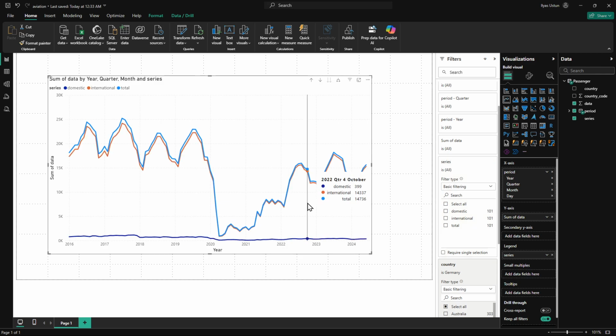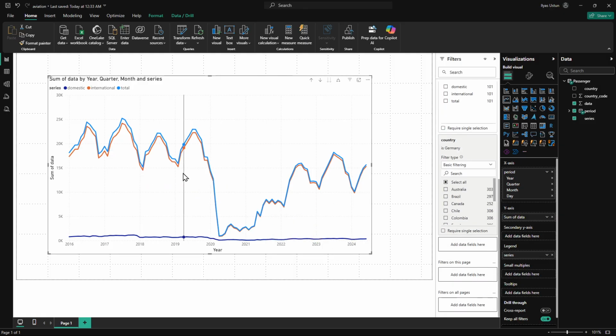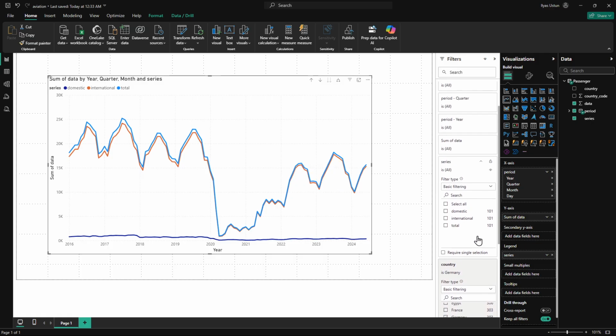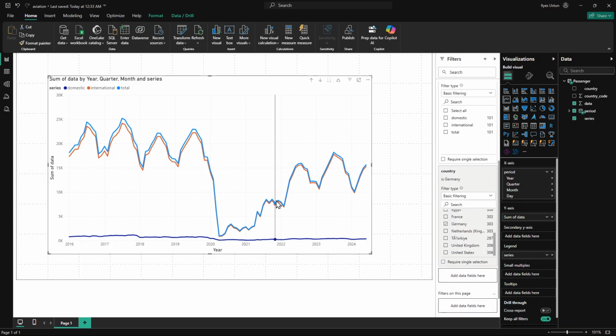So let's get rid of that. Interesting, the domestic number is quite low. That's very interesting. Yeah, so this is for Germany. Apparently we only selected Germany there. Apparently, there are not many domestic flights happening there. That's what we can tell from this.